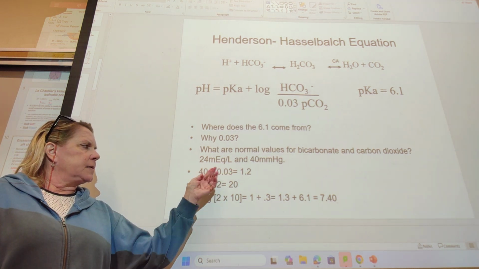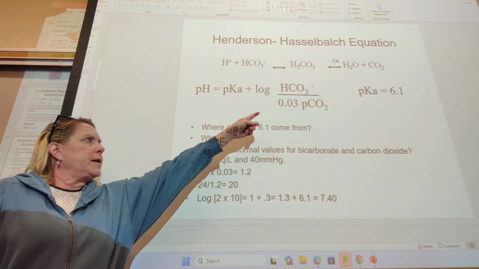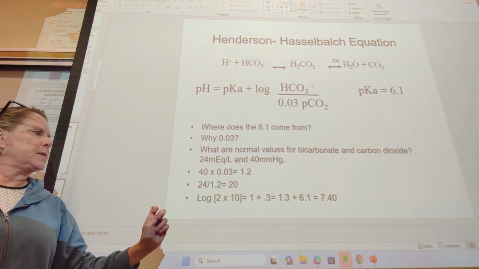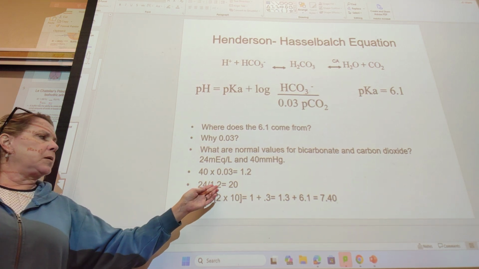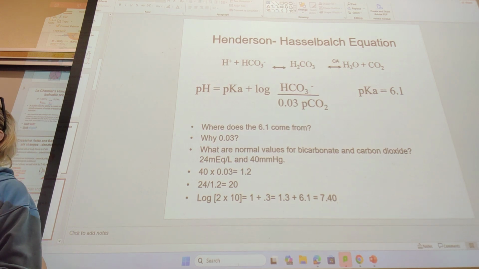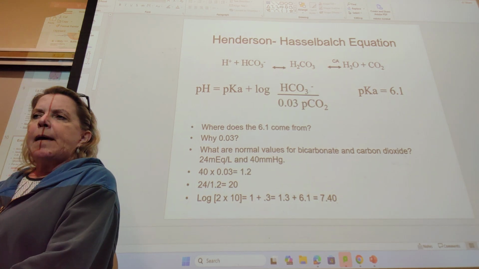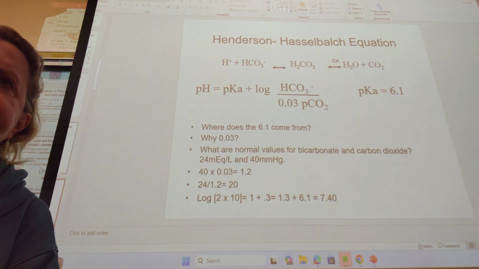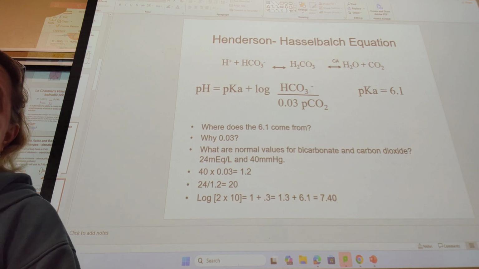If I multiply my 40 by 0.03, the conversion unit, I get 1.2. If I divide 24, the middle of the road for bicarbonate, by 1.2, I get 20. I get a ratio of 20. Let me explain what that means to you and why buying alkaline water is not something you need to do. It's expensive too, nor get the machine for it.